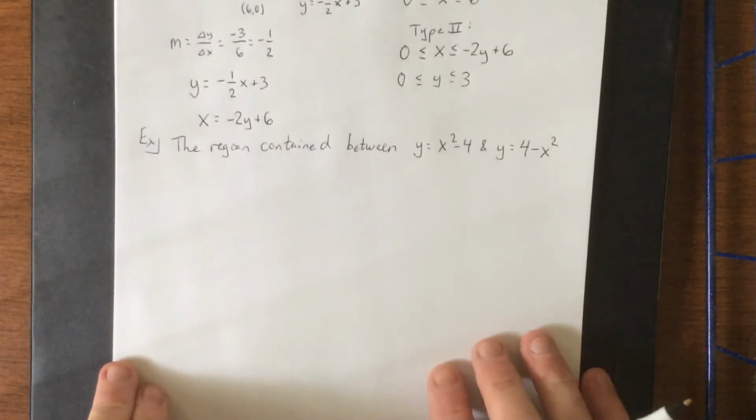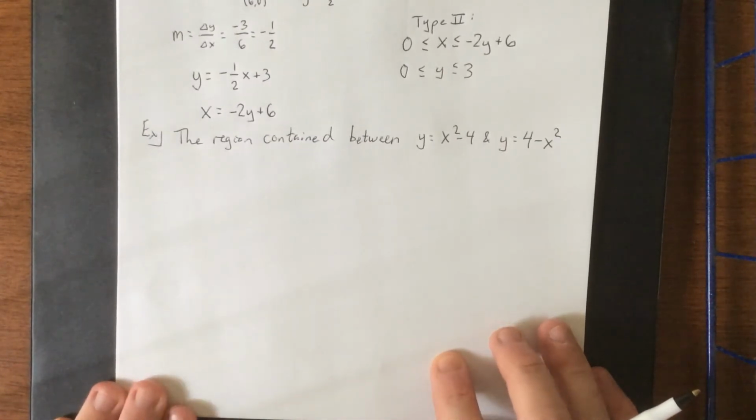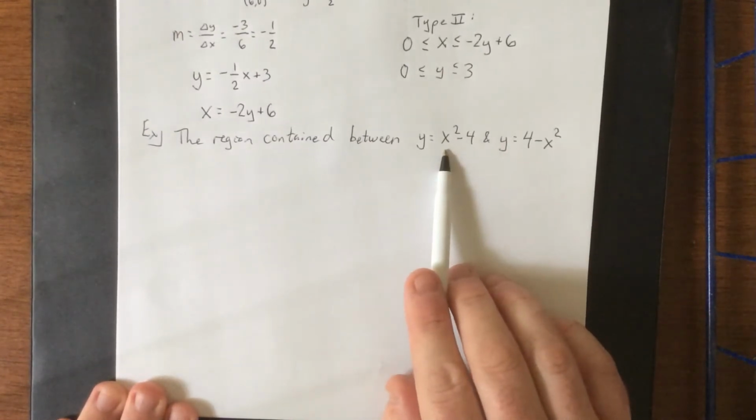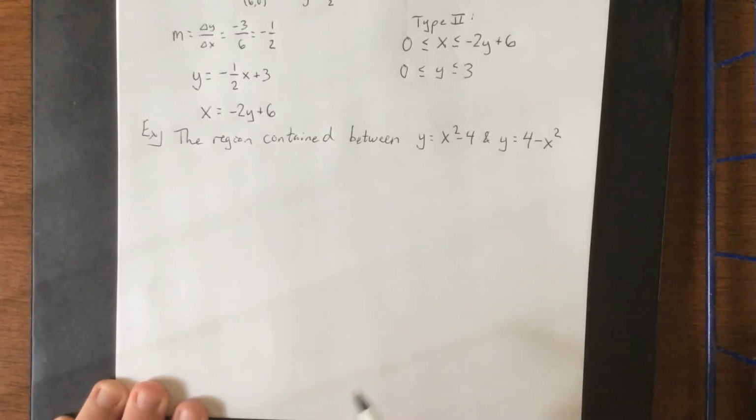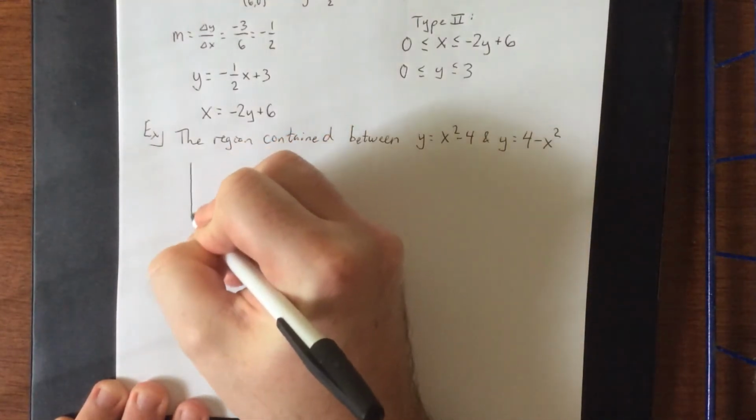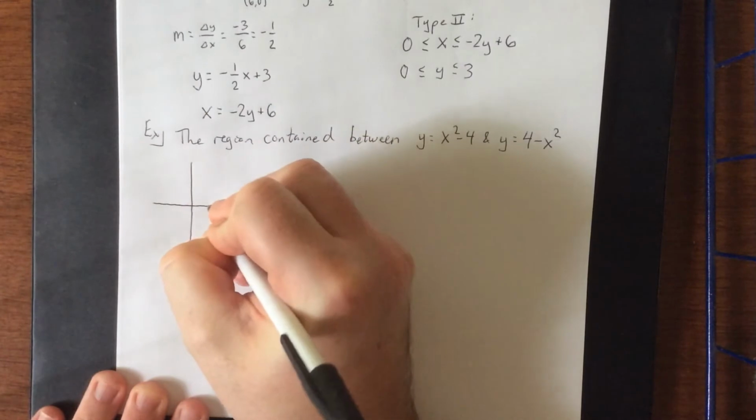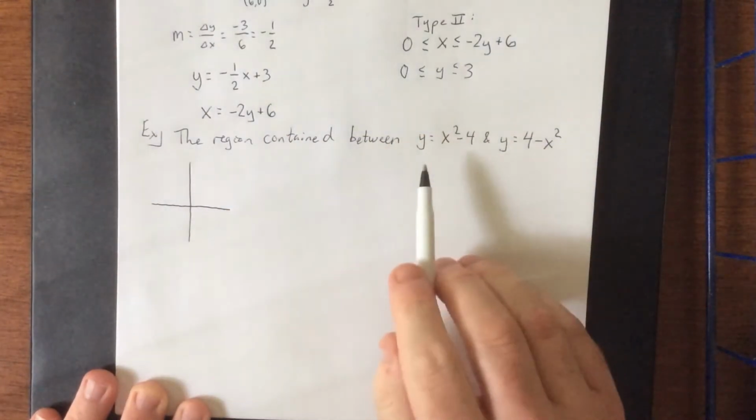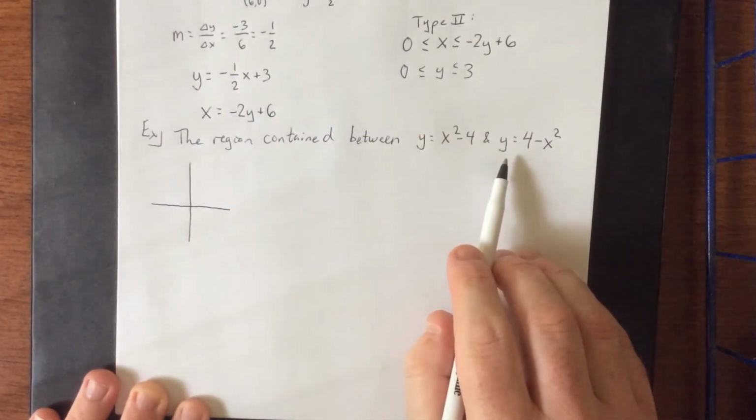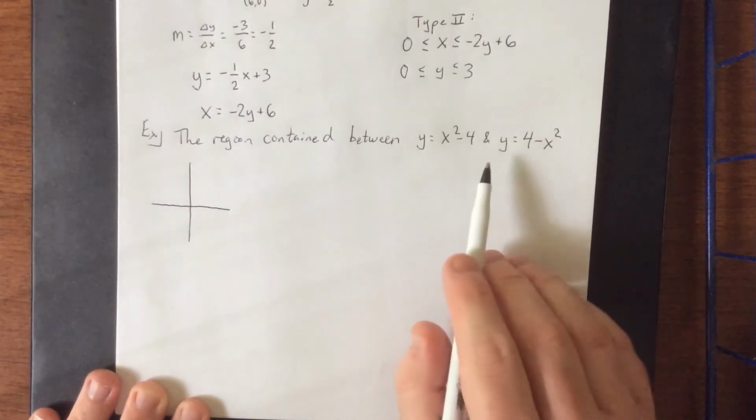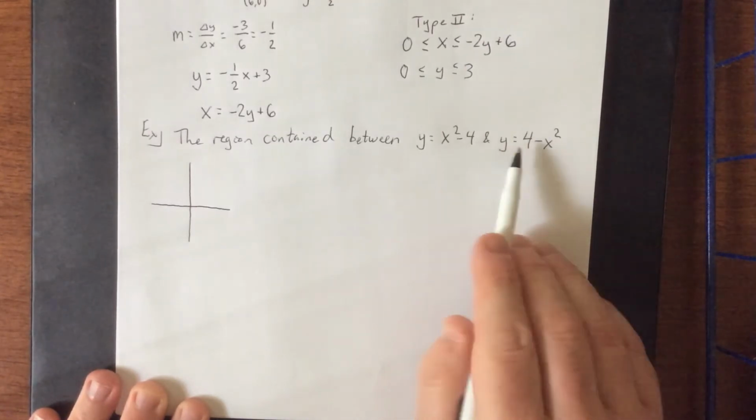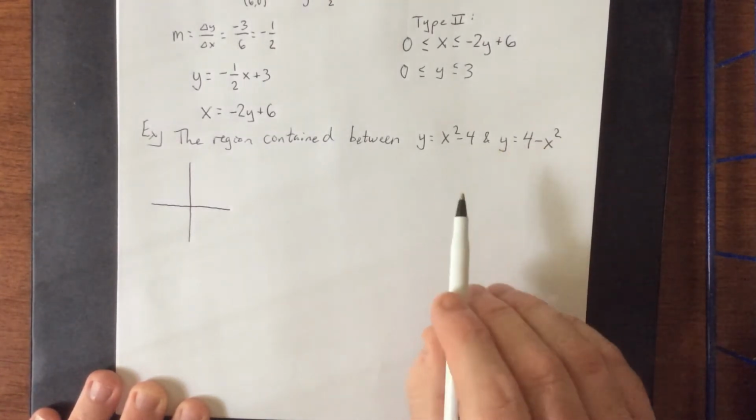Next one. The region contained between y equals x squared minus 4 and y equals 4 minus x squared. You'll notice that in both of these cases, we're dealing with a parabola, and we're also dealing with y as a function of x. Because we're dealing with y as a function of x, I'm going to recommend that you go with a type 1 region for this.